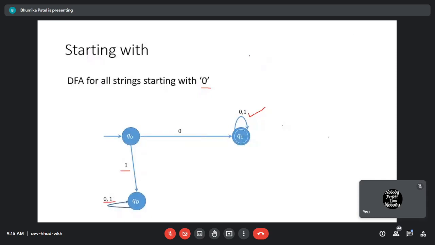Okay, here your sigma is 0 and 1. So here from the Q0 we have shown the transition for 0 and 1 both. From the Q1 we have shown the transition for 0 and 1 both, and from the QD also we have shown the transition for 0 and 1. So it is DFA. Clear?